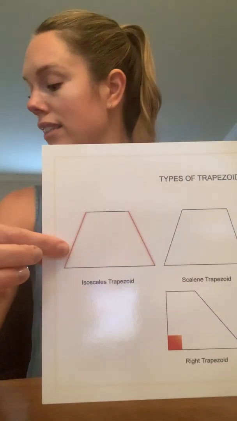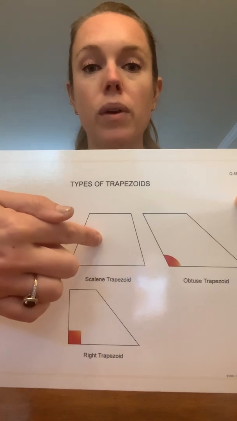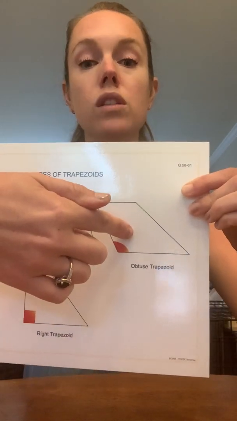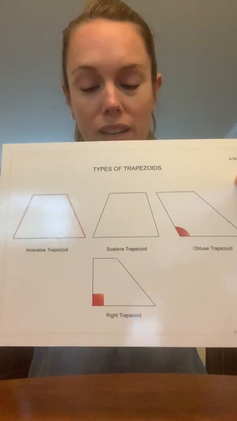So as a review, we learned about our isosceles trapezoid, our scalene trapezoid, our obtuse trapezoid, and our right trapezoid.